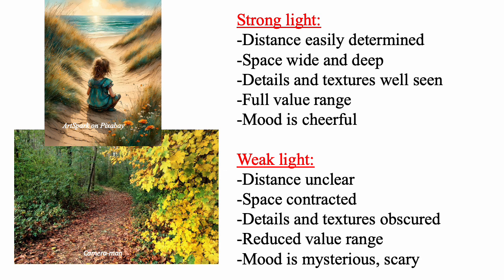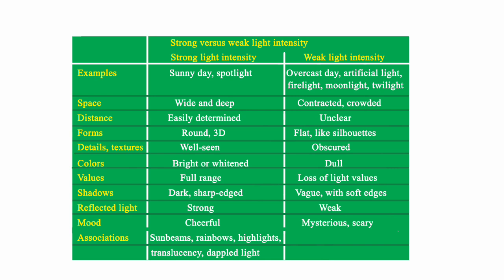For a landscape in strong light, we see distance easily. We see details, textures, a full range of values. And with the weak light, we barely see the end of this path. The space is contracted, details and textures are unclear, the value range is reduced, and the mood is mysterious, maybe scary. This table summarizes the video, and I'll let you read it on your own.